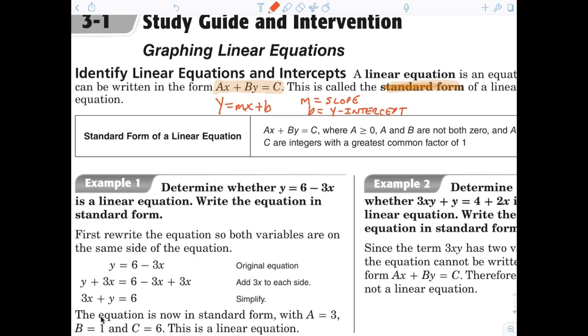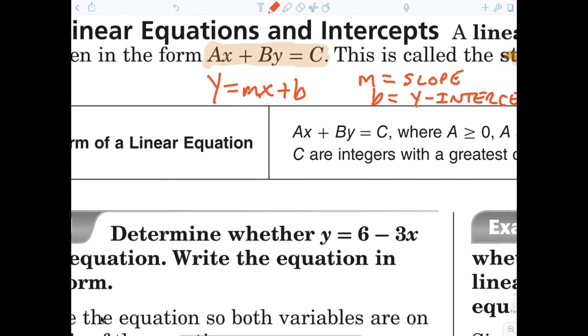Now I also want to make you aware that y is to the first power and x is to the first power. You're never going to have a y squared or an x squared.